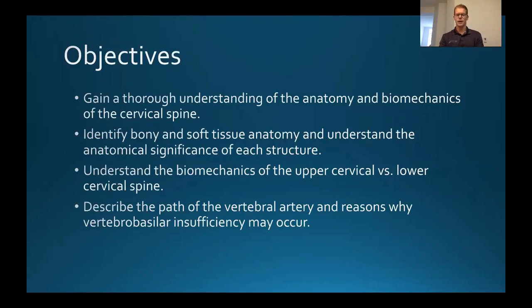Also, understand the biomechanics of the upper cervical versus lower cervical spine. The C0 to C2 region is much different in how it moves versus the C3 to C7. And then also describe the path of the vertebral artery and reasons why VBI, or vertebral basilar insufficiency, may occur. So we're really going to hit on that quite a bit.